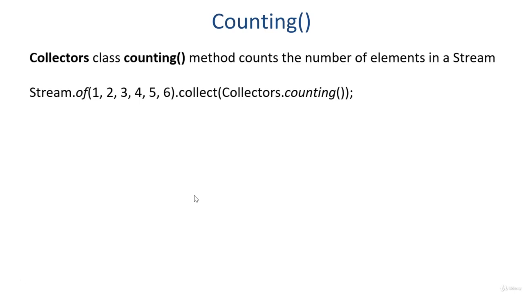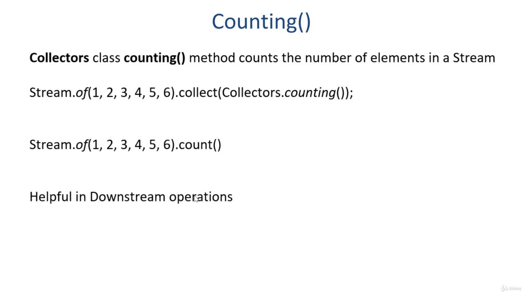You might be wondering why we need another counting method when we already have a stream.count method available to count the number of elements in the stream. The reason for this counting method is that it is helpful in downstream operations. For example, when you are grouping by the length of the string and then counting, in that case you cannot use the stream.count method. So that's why this counting method is provided in Collectors.counting.